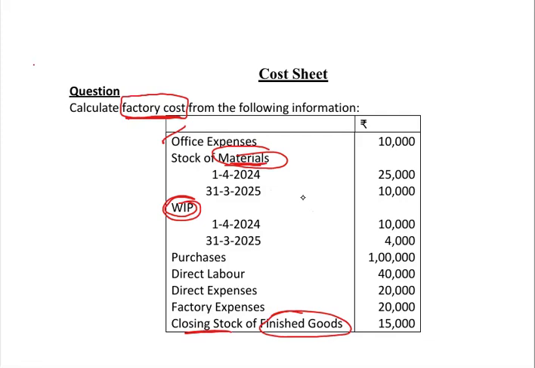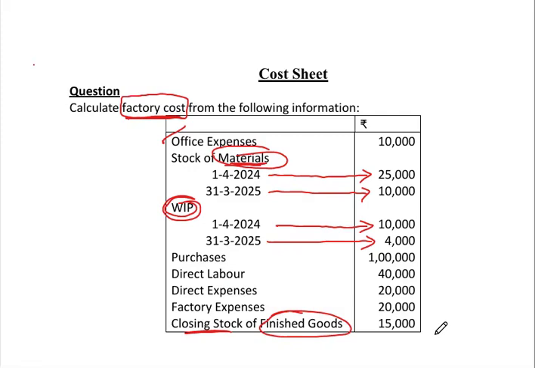What is the opening stock of WIP? It is 10,000, and the closing stock of WIP is 4,000. The opening stock of raw material is 25,000, and the closing stock of raw material is 10,000. What else is given? Purchase, that is 1 lakh. Direct labor 40,000. Direct expenses 20,000. Factory expenses 20,000. And closing stock of finished goods, that is 15,000. So these are the information given.